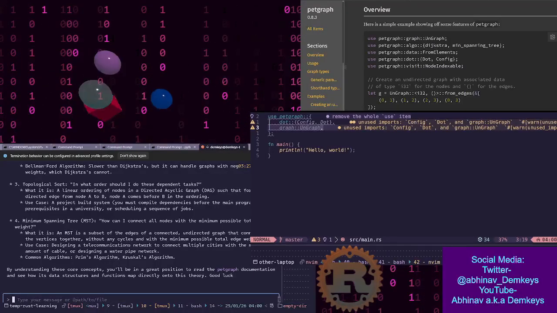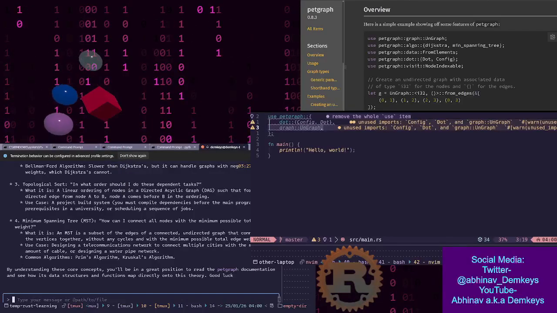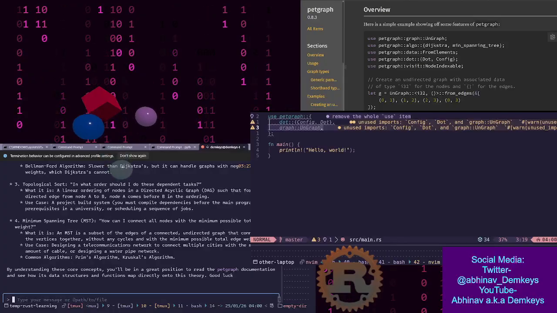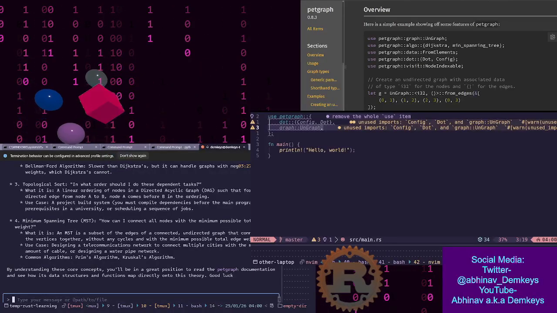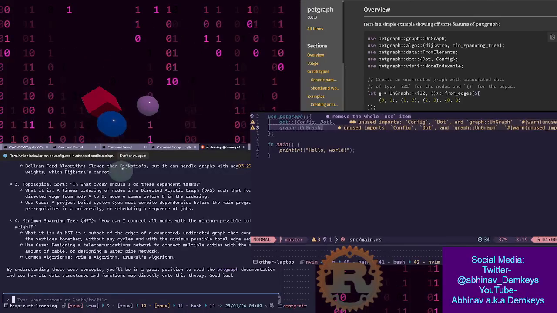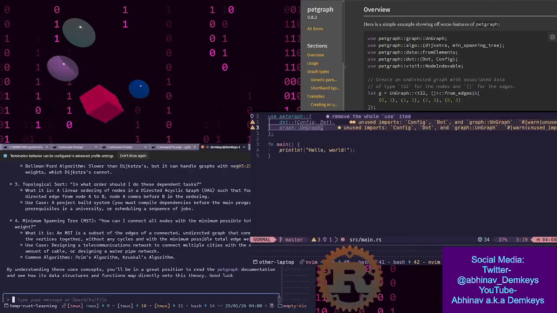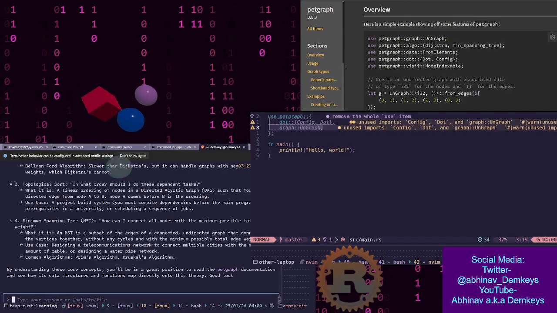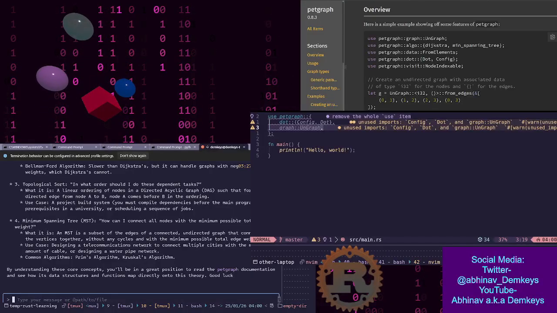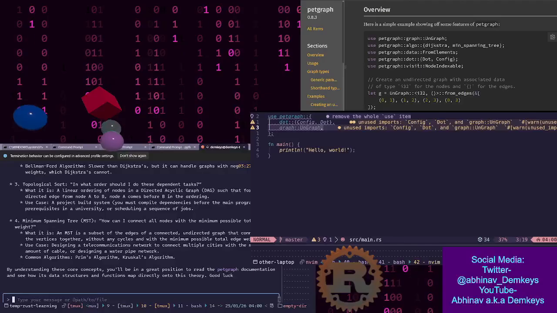What it is: an MST is a subset of edges of a connected, undirected graph that connects all the vertices together without any cycles, and with the minimum possible total edge weight. Use case: designing a telecommunications network to connect multiple cities with the minimum amount of cable, or designing a water pipe network. Common algorithms: Prim's algorithm and Kruskal's algorithm.